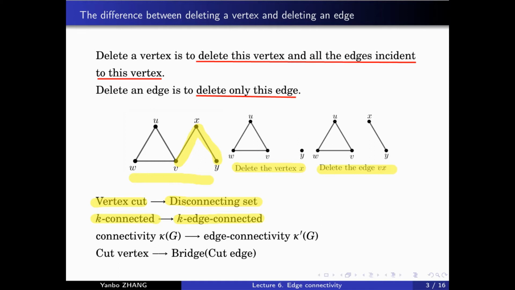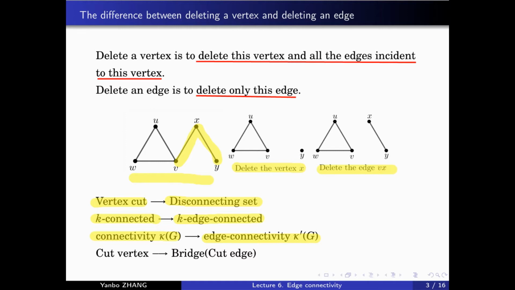The next pair of very similar concepts are connectivity kappa G and edge connectivity kappa prime G. The connectivity kappa G is the minimum size of a vertex cut. The edge connectivity kappa prime G is the minimum size of a disconnecting set.